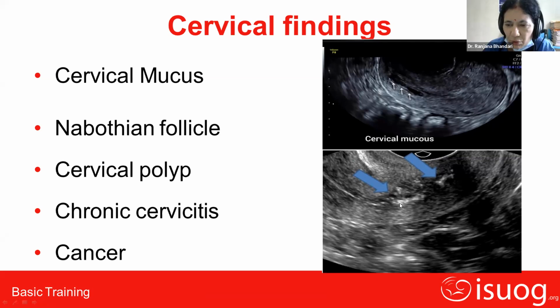This is chronic cervicitis. See, we are seeing some echogenic spots. This is the cervix, this is the endometrium. So we are seeing some echogenic spots over here. If there is a lot of infection, then we can even see some fluid released from it.